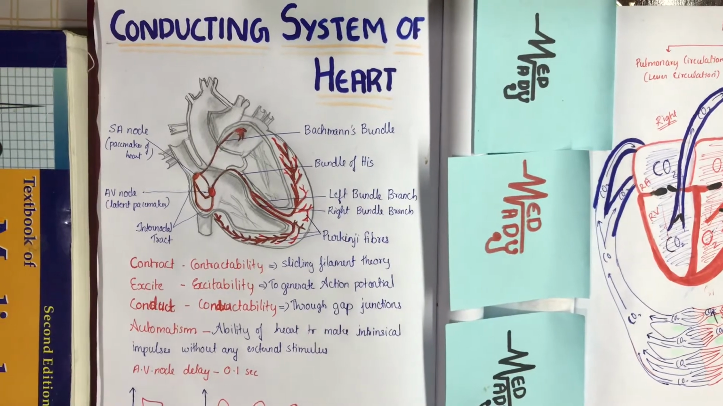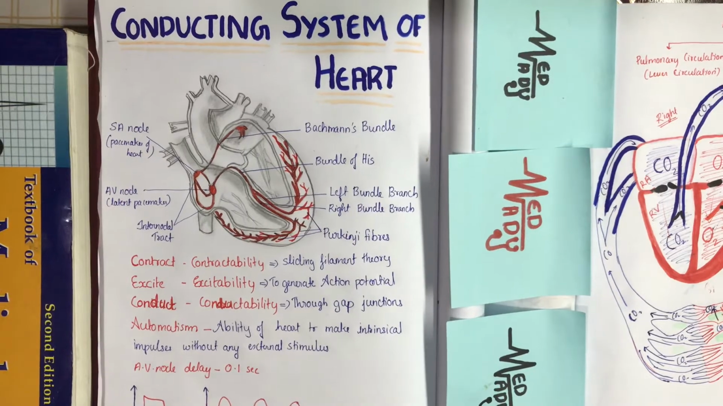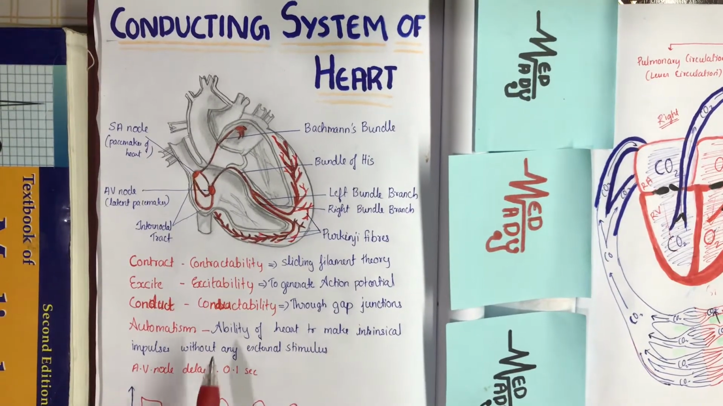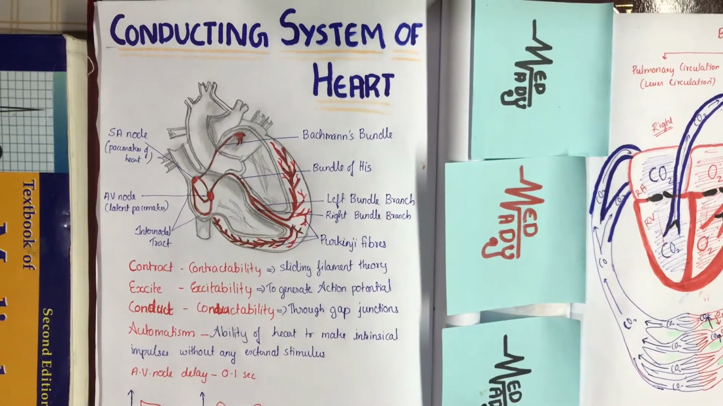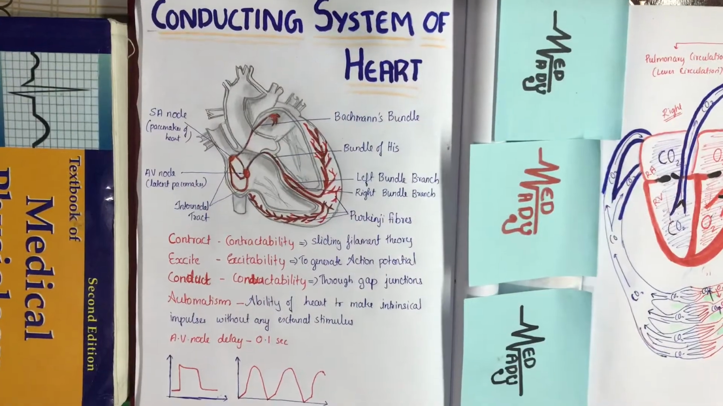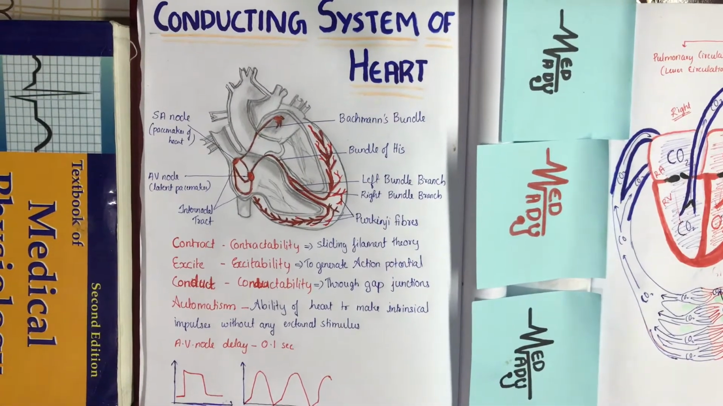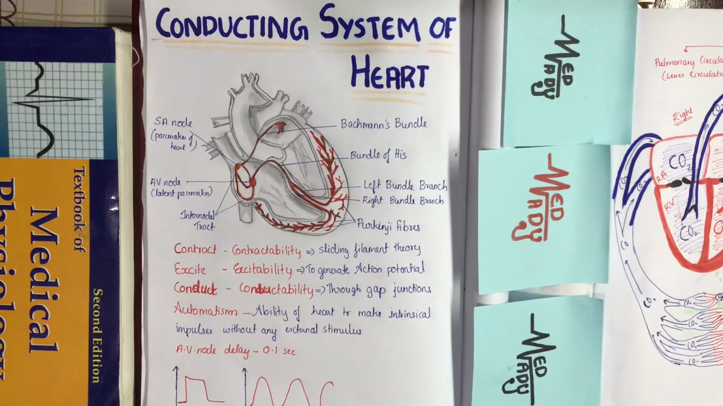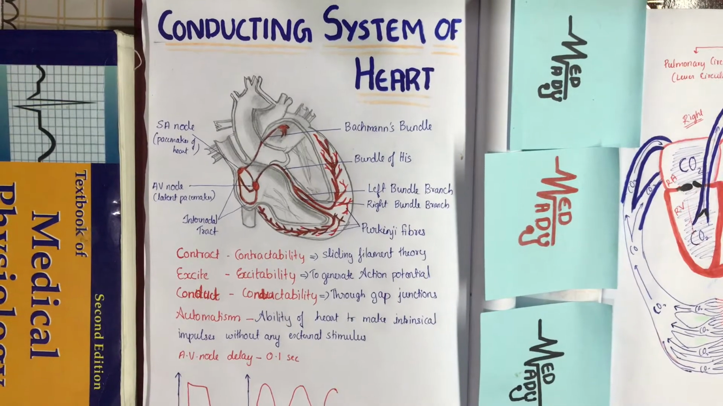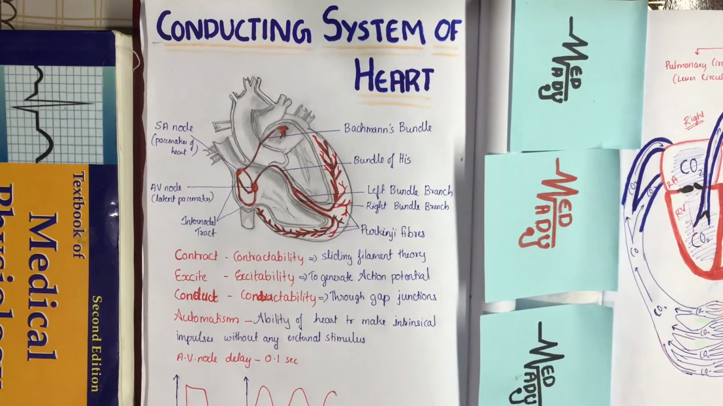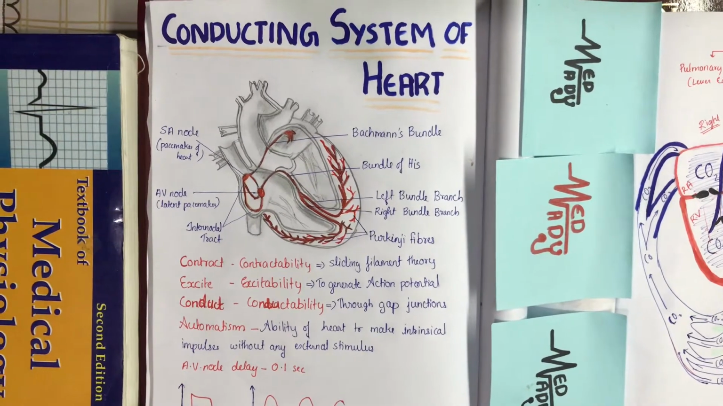And if these cells are excited, they also have the ability to conduct the impulses, and we call it conductivity. Through the gap junctions, the muscle conducts the impulse. The special feature of the heart is automatism, the ability of the heart to make intrinsic impulses without any external stimulus. Even during this time my heart is beating, but I don't know when it is beating, it is involuntary, but our heart itself controls its activity.